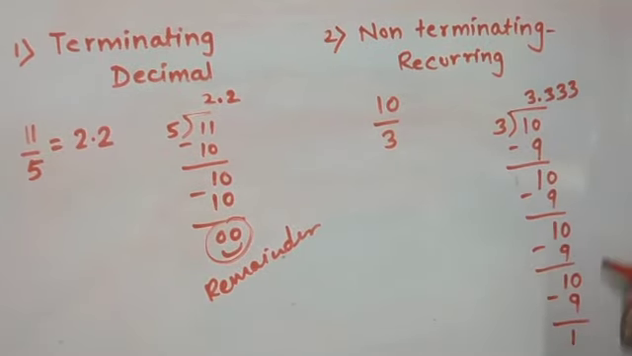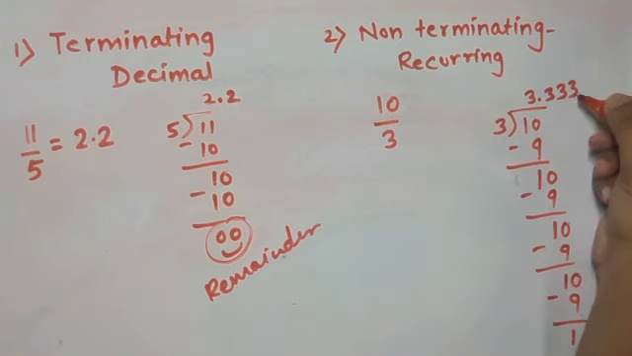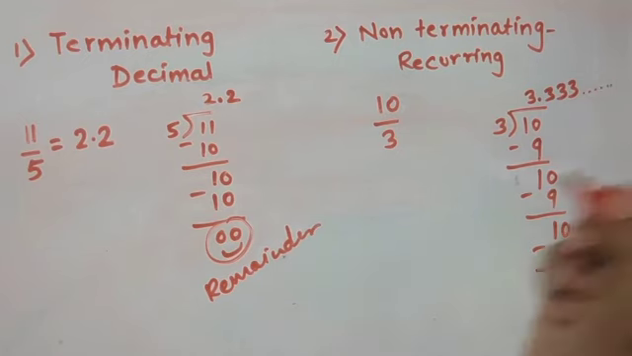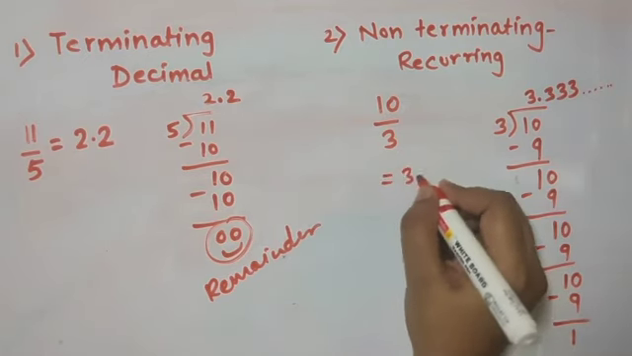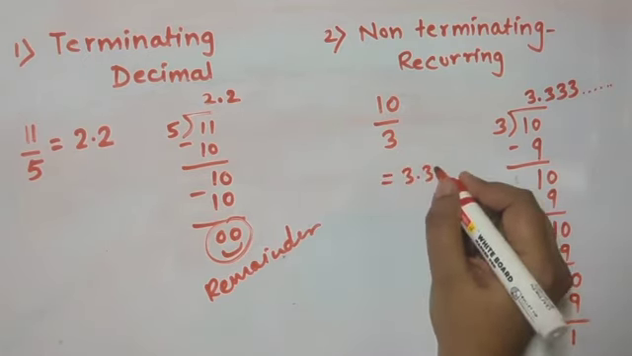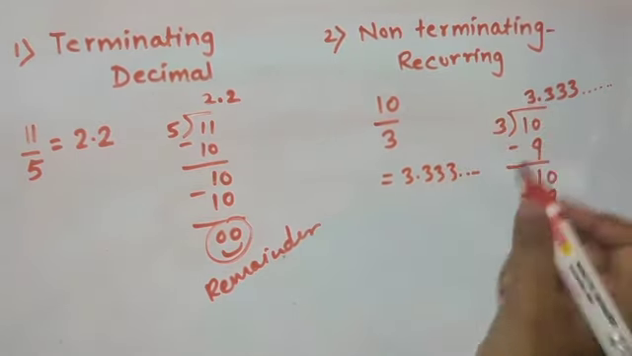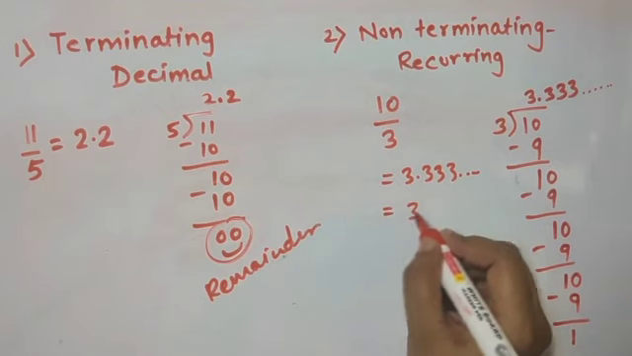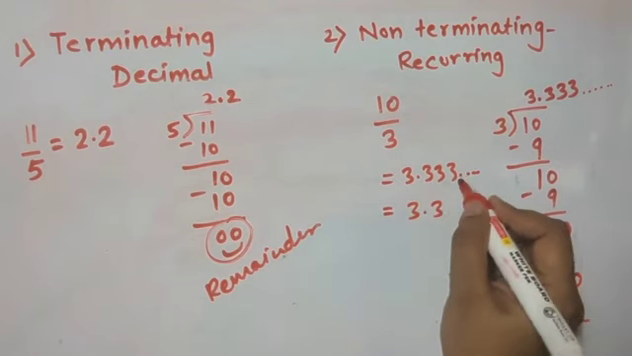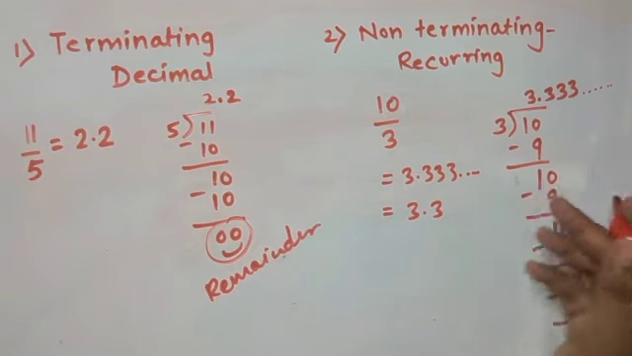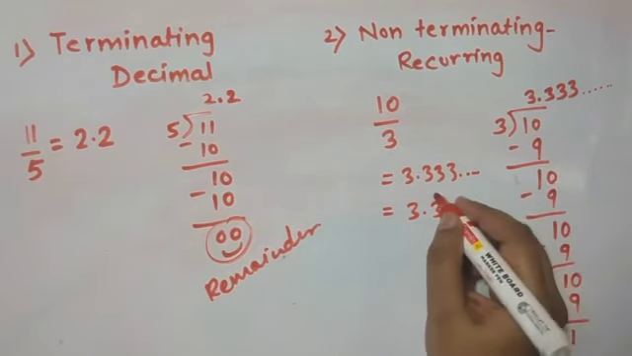That means if we further divide it, it will be 3.3333 and so on. So this type of representation is called non-terminating recurring. Now here 3 is repeating. 3 is going to repeat every time. So we will take a dot here.